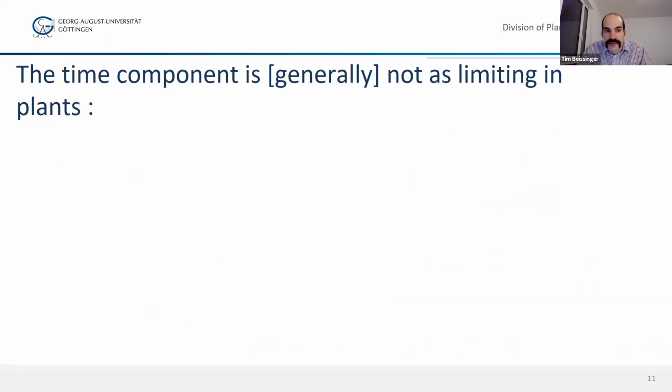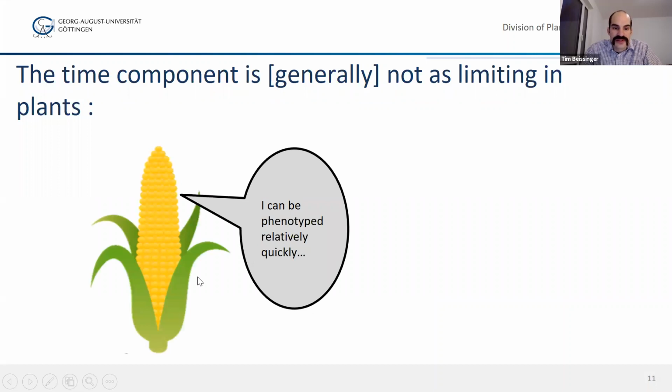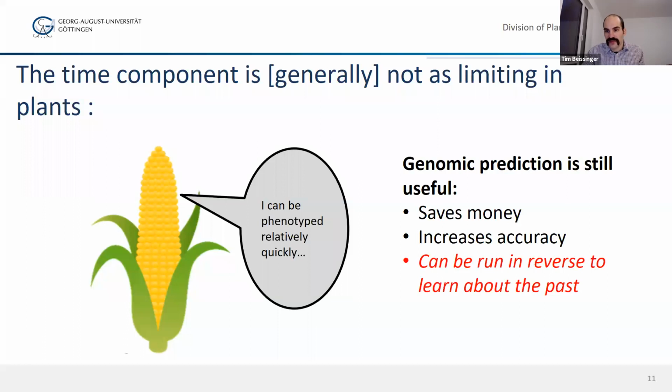So if we come back to plants, genomic selection, or the time component, is not quite as limiting in plants as animals. If I want to phenotype a maize plant, I can just grow it in the field, and about 3 months later, I will have a measurement of whatever trait I want to measure. So this, for maybe a decade or so, was a barrier to the adoption of genomic prediction in plants relative to animals. But now that's not really such a barrier anymore.